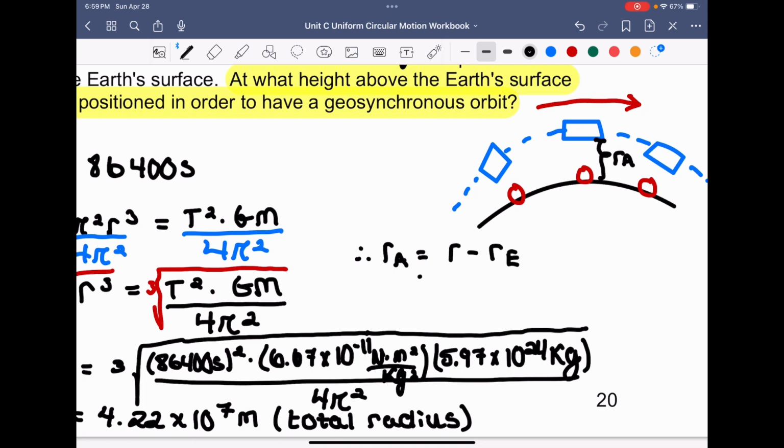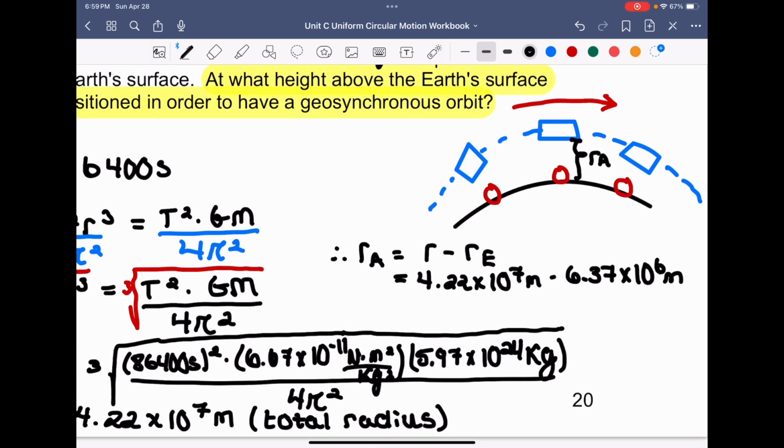Now, mathematically, what this is going to give us is the radius we just figured out, which is 4.22 times 10 to the power of 7 meters, minus the Earth's radius, which is 6.37 times 10 to the power of 6. And therefore, the radius above, or our RA, is equal to 3.59 times 10 to the power of 7 meters. Excellent. There we go. So we're going to highlight this value here. And maybe what I'll do is arrow up over to here, saying that we continued the problem over here to simplify this.